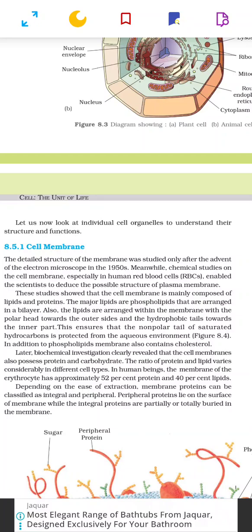In addition to phospholipid, the membrane also contains cholesterol. Later biochemical investigation clearly revealed that cell membranes also possess protein and carbohydrate. The ratio of protein and lipid varies considerably in different cell types. In human beings, the membrane of the erythrocyte has approximately 52% protein and 40% lipid. Depending on the ease of extraction, membrane proteins can be classified as integral and peripheral. Peripheral proteins lie on the surface of the membrane, while the integral proteins are partially or totally buried in the cell membrane.